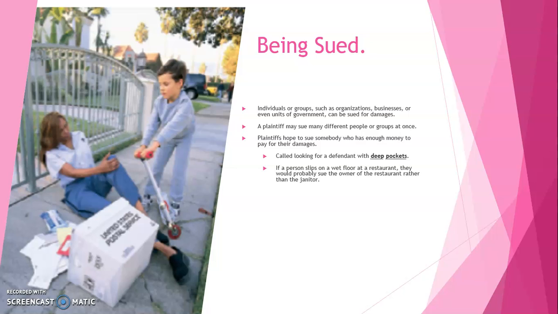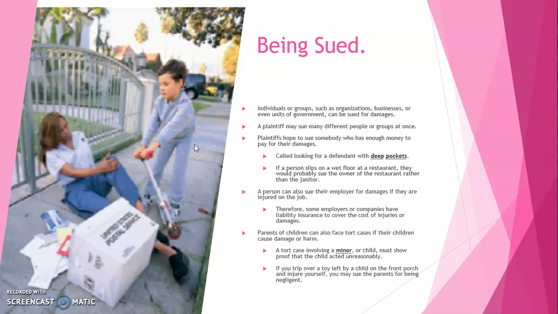Example here, if a person slips on a wet floor at a restaurant, they would probably sue the owner of the restaurant rather than the janitor, right? We probably assume the janitor doesn't have enough money or the resources to pay for the medical bills, so that person would probably sue the restaurant, the management, the owner of the restaurant to get those bills or medical expenses covered. A person can also sue their employer for damages if they are injured on the job. We'll talk a little bit later here about liability insurance and workers' compensation. Therefore, some employers or companies have liability insurance to cover the cost of injuries or damages, like I just mentioned.